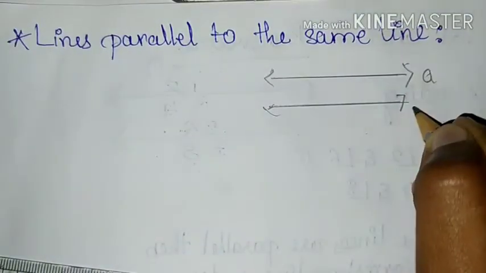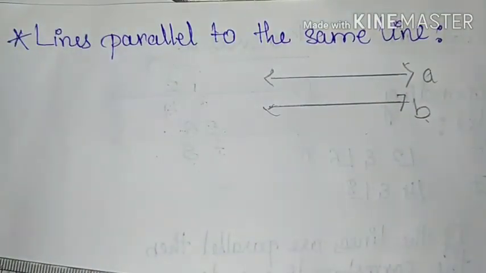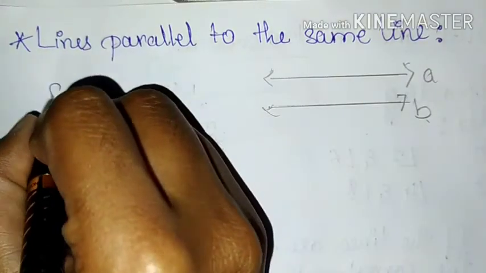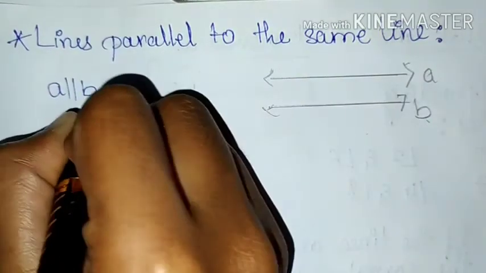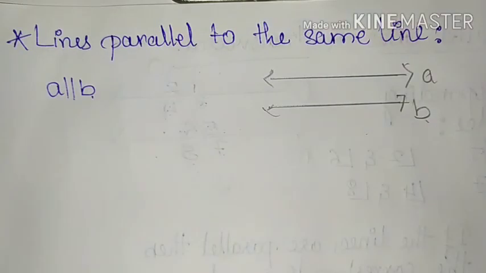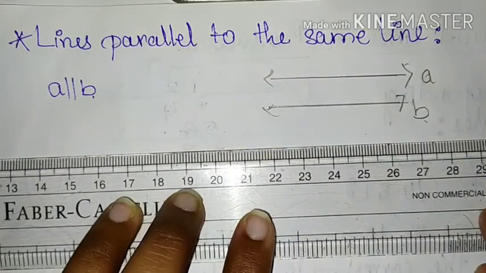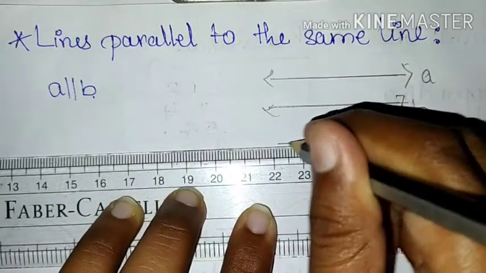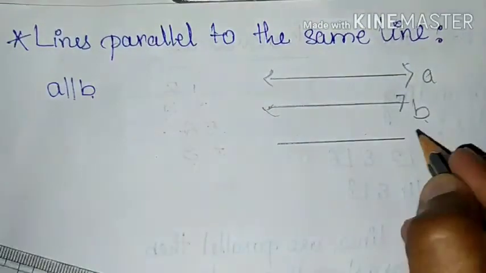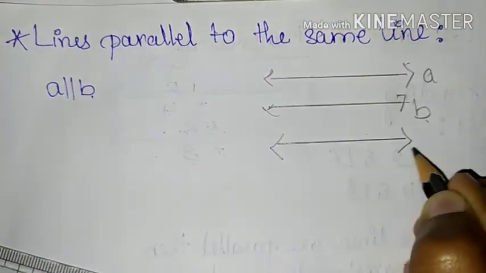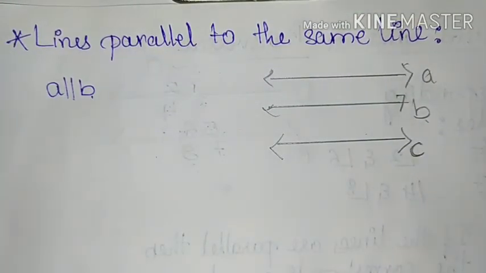This is line A and this is line B. Now we know that A is parallel to B. Line A is parallel to line B. Now I will draw a third line which is parallel to B. This is my third line which is parallel to B, and let us call it C.